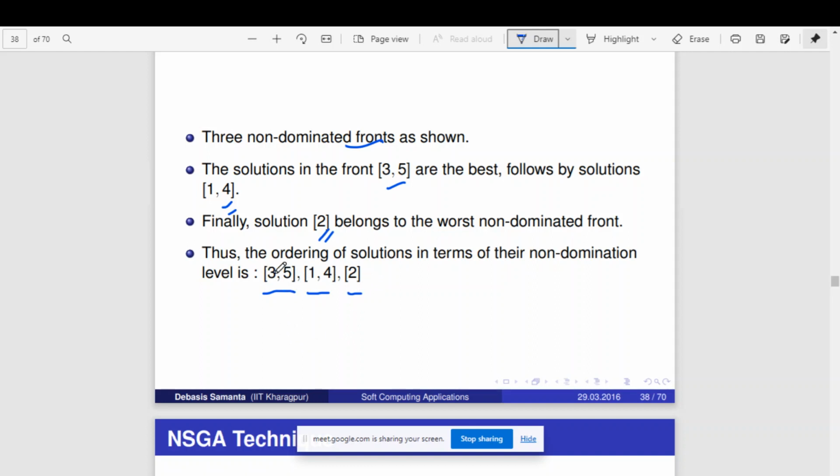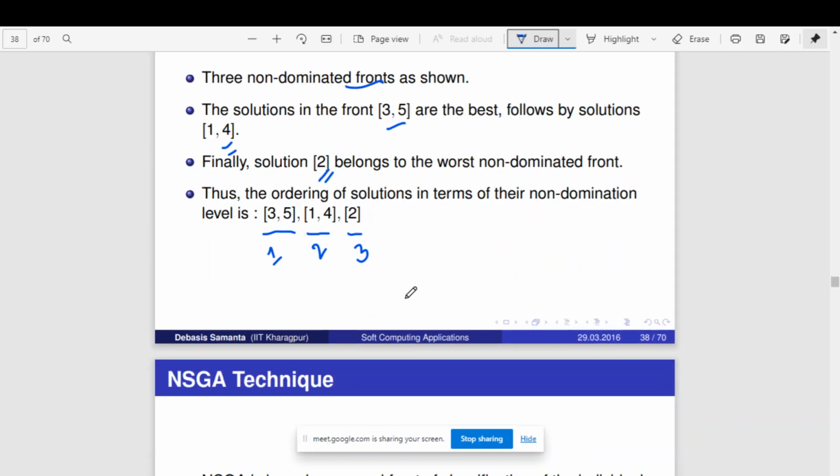So these two solutions fall in the same category. You can call it rank 1, and this falls in the next category, maybe rank 2. This is the next category, rank 3.